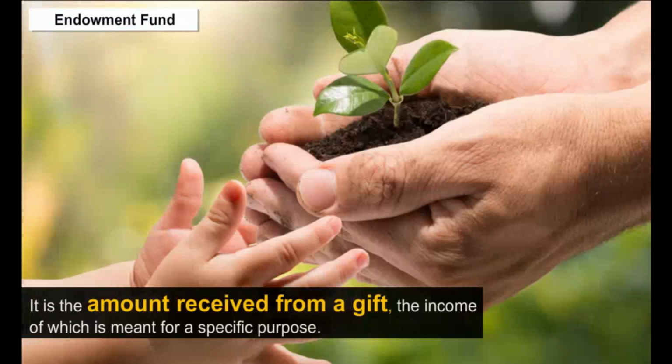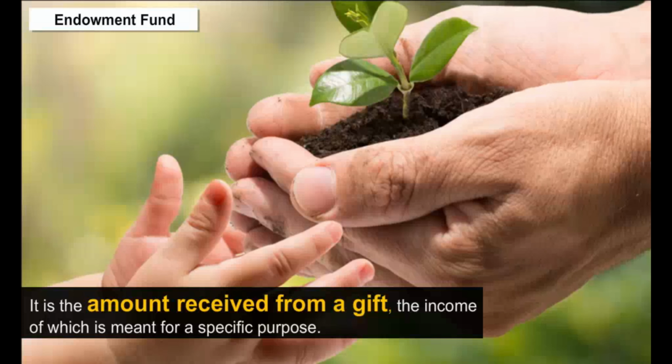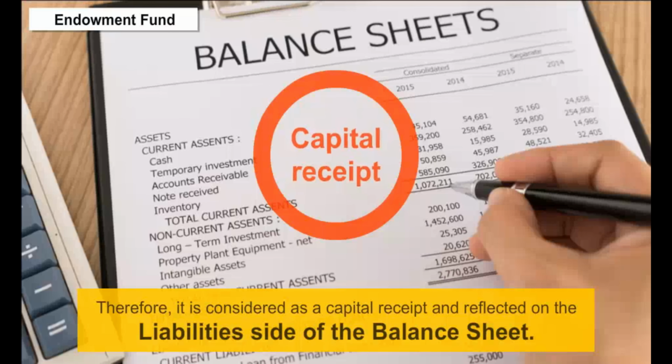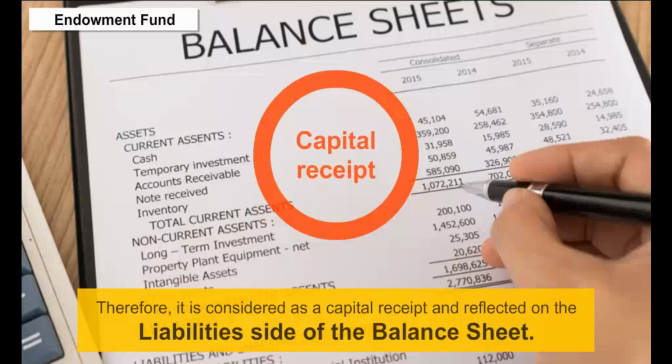Endowment fund. It is the amount received as a gift, the income of which is meant for a specific purpose. Therefore, it is considered a capital receipt and reflected on the liabilities side of the balance sheet.